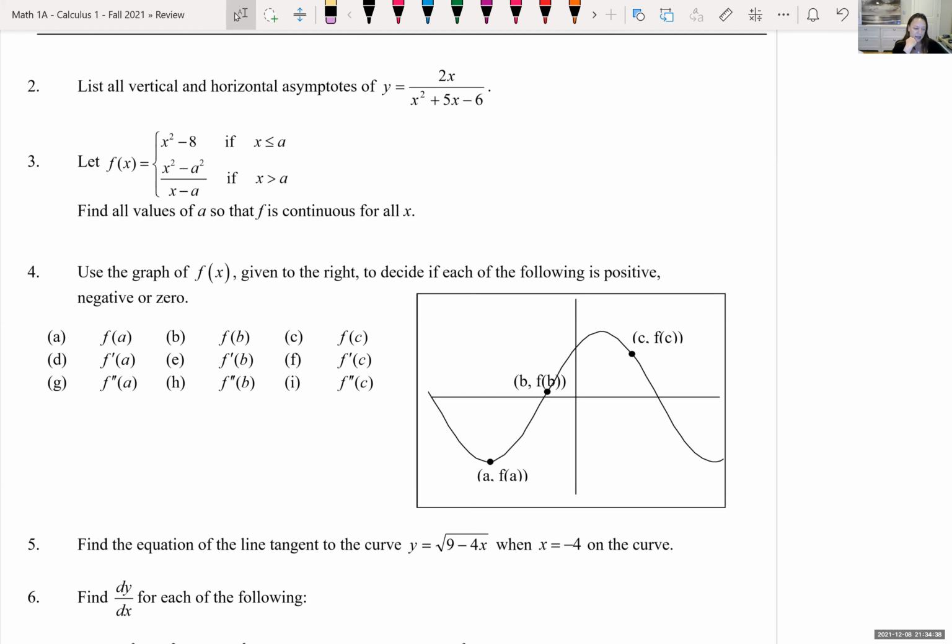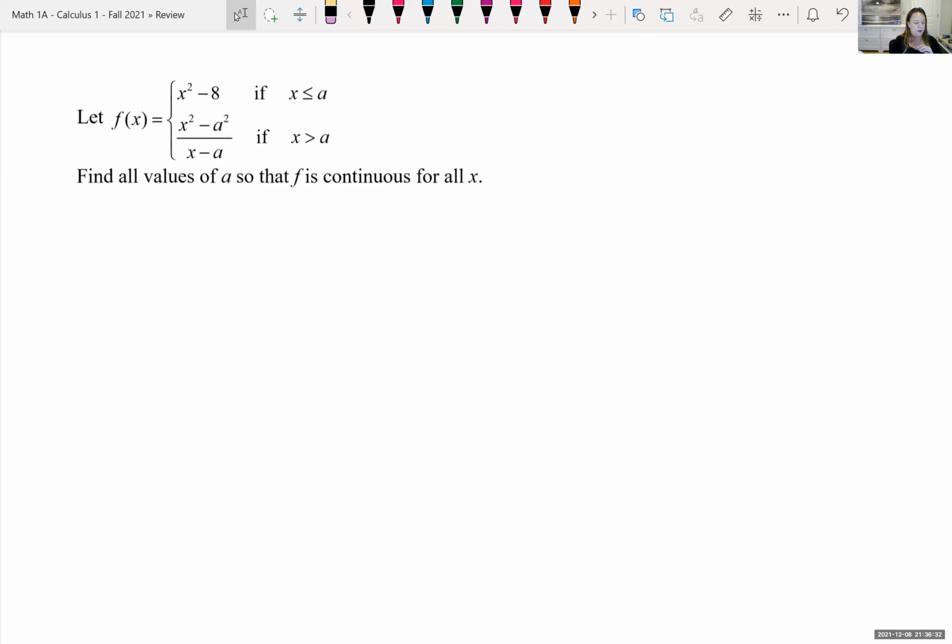Number 3, f of x is a piecewise function. We have x squared minus 8 if x is less than or equal to a, and x squared minus a squared all over x minus a if x is greater than a. So find all the values of a so that f is continuous for all of x. Okay, so let's look at what value of a would make this piecewise function continuous.